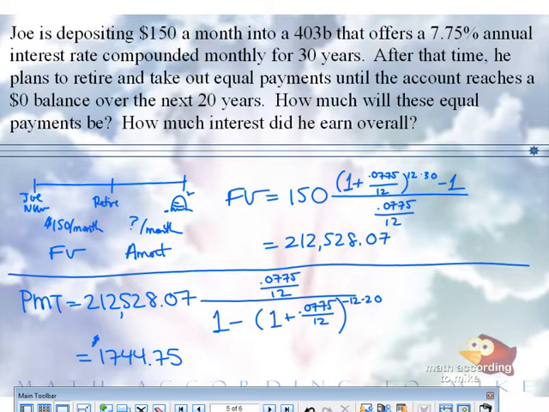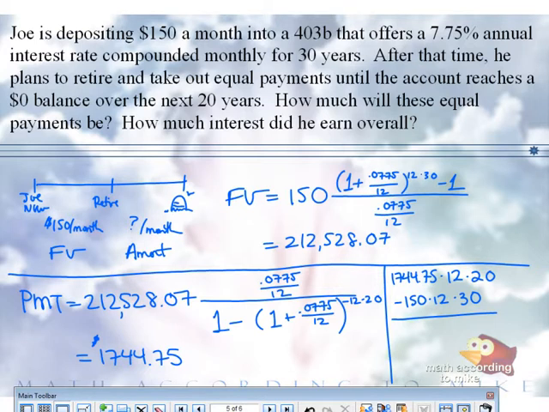But as far as how much interest did he earn overall, well, he took out $1,744.75, 12 times a year for 20 years. But he put in $150 12 times a year for 30 years. So he took out $1,744.75 12 times a year for 20 years. And he put in $150 12 times a year for 30 years.